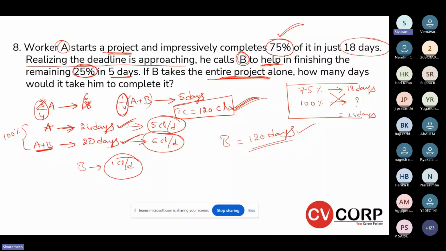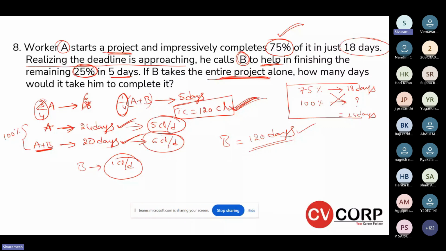So what this chocolate method indicates is, whenever we have these types of questions, you can try with any question, and if you have any doubts, you can come up with the doubts. I'll explain. The same process and the same method will be applicable for any question from time and work. Okay, so A can complete work in 24 days, A and B can complete work in 20 days.